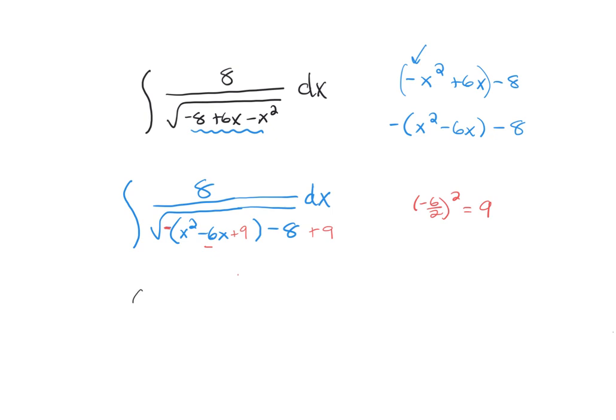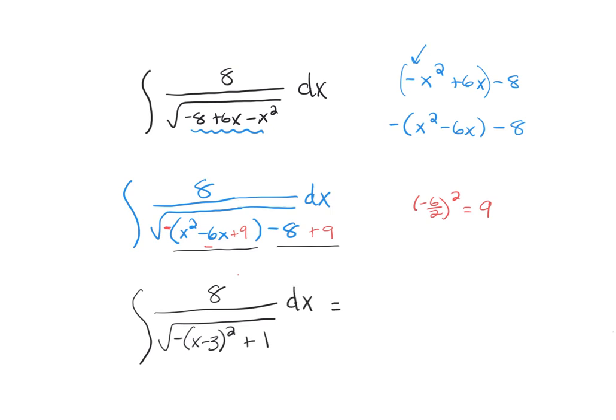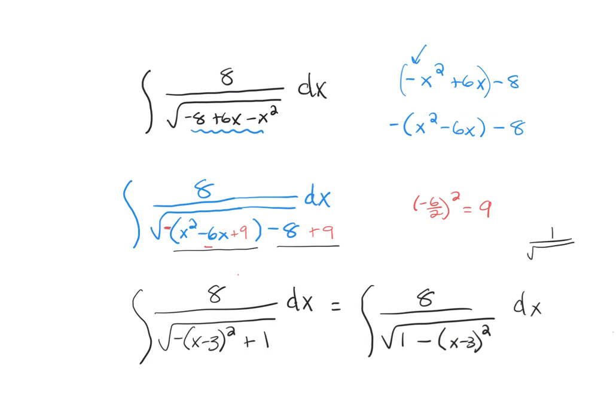So the integral of 8 over the square root of negative, now let's factor this. This will go down to x minus 3 squared, and simplify this plus 1. I'm going to rewrite this a little bit. 8 over the square root of, let's write it as 1 minus x minus 3 squared. So now, if you think about 1 over the square root of 1 minus x squared, you should be thinking about inverse sine.